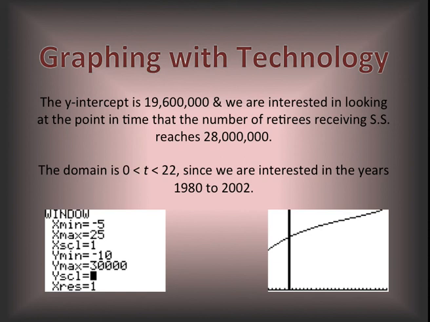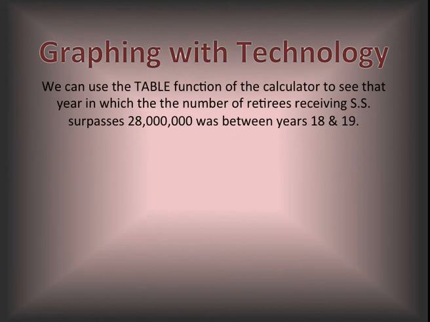When we regraph with this new viewing window, we do get a portion of the curve showing up on our calculator. It could be even more helpful now to be looking at the table function of the calculator so that we can answer the question, what year did the number of retirees receiving Social Security actually surpass 28 million people?